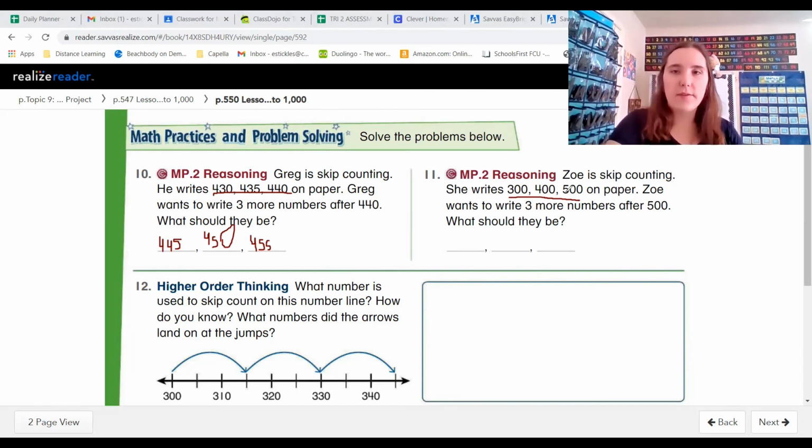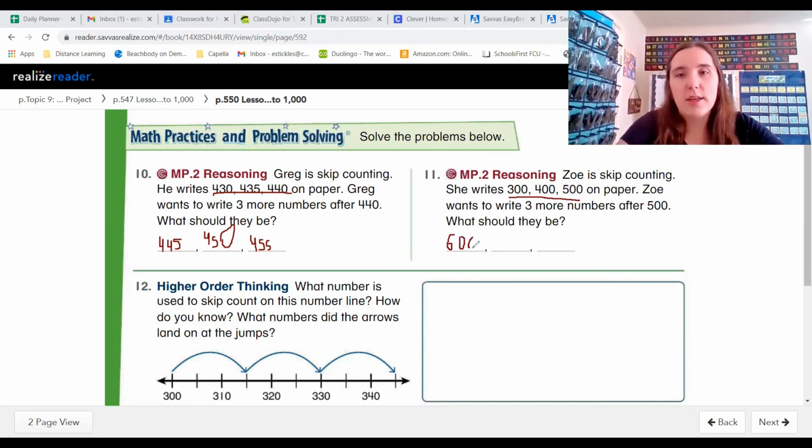300, 400, 500. My ones and my tens aren't changing, and I'm adding 100 every time, so that means I'm skip counting by 100. So 300, 400, 500. Next would be 600, 700, and 800. That would be our pattern if we kept going, because we're skip counting by 100s.